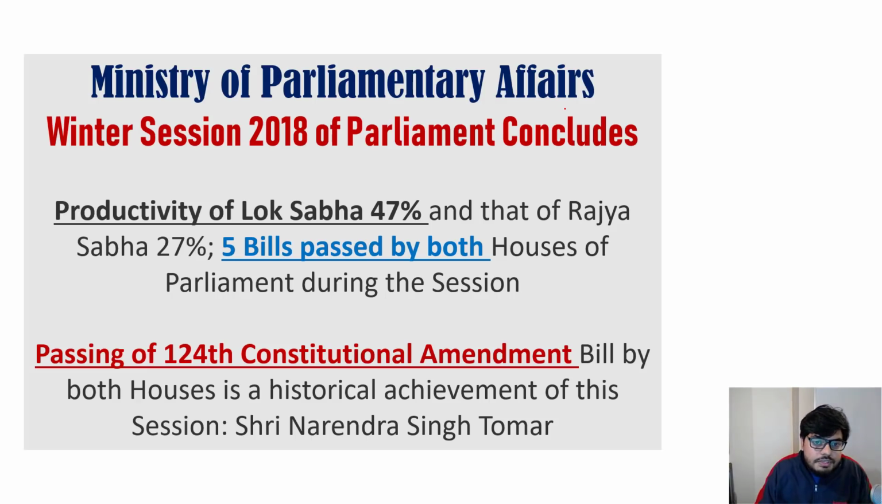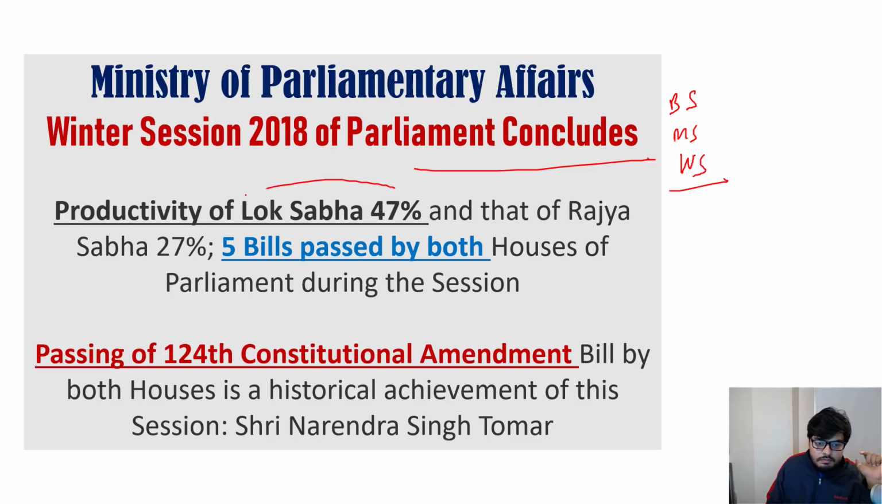And next, Ministry of Parliamentary Affairs data. The winter session of 2018 of the Parliament has concluded today. You see, three main sessions come every year. First is the budget session, next the monsoon session, and third the winter session. This winter session has concluded, and productivity of the Lok Sabha was 47%, and for the Rajya Sabha it was only 27%. Only 5 bills were passed by both the houses, and they will become acts.